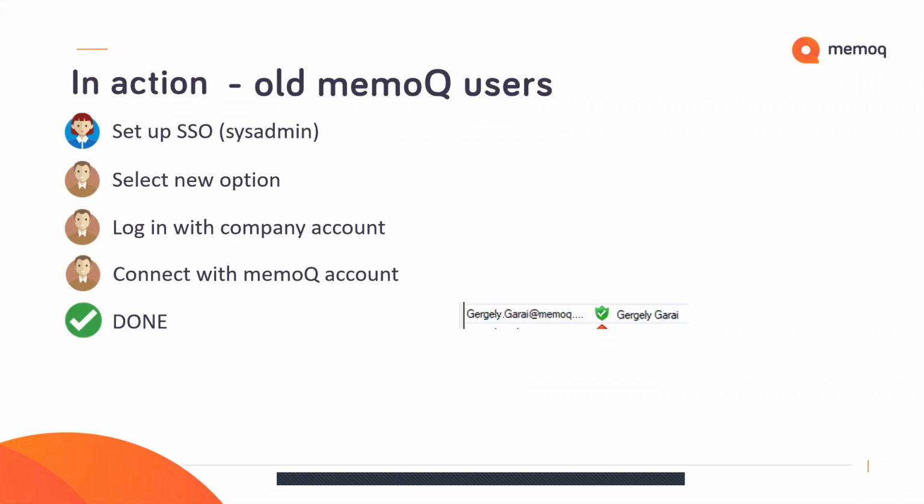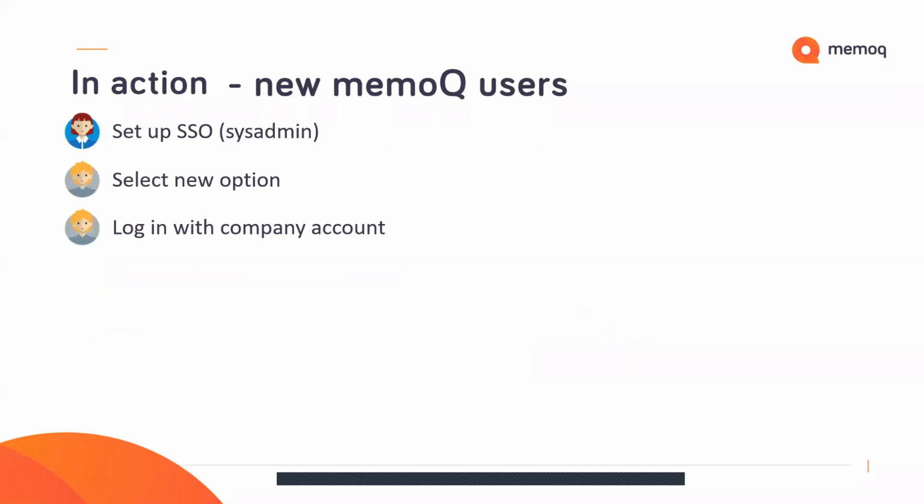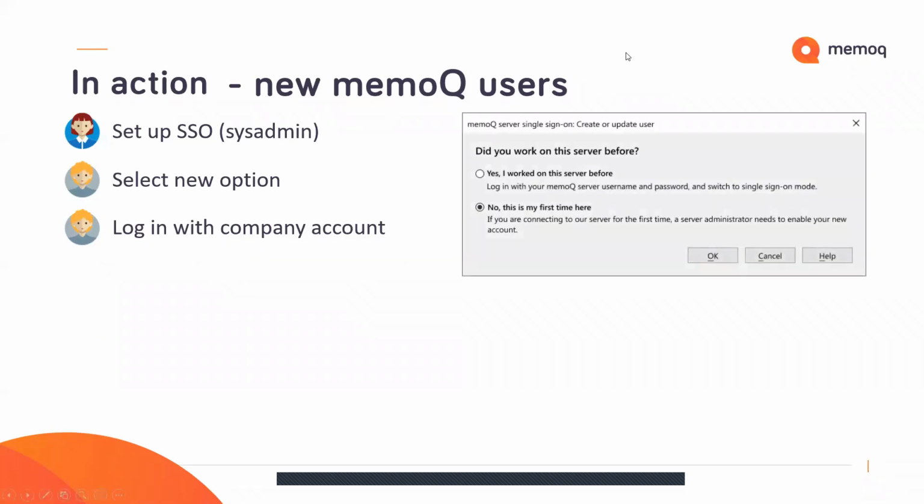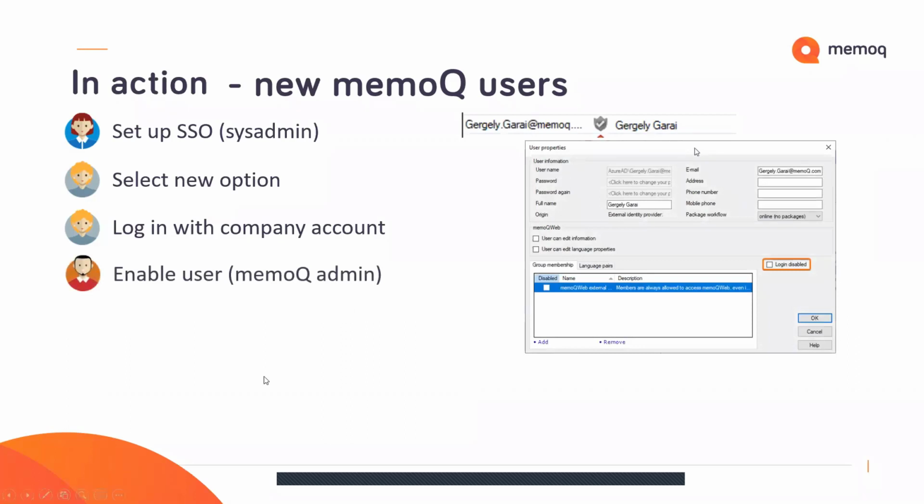How does it work with new people? People who work at the company but don't yet have a memoQ user. It starts the very same, with the very same steps. Select the new option and log in with company account, but this time this user will choose, no, this is my first time here. And after this, the server administrator, the memoQ administrator, will have to enable their account.